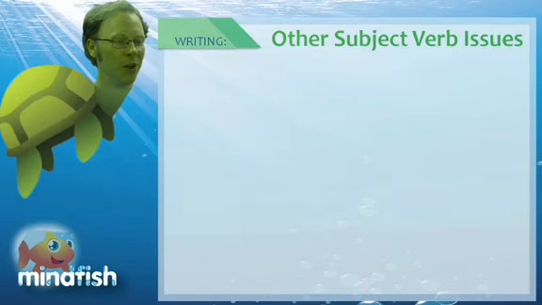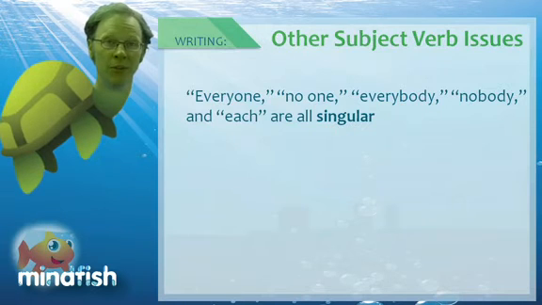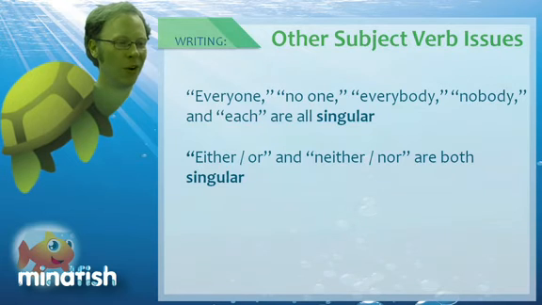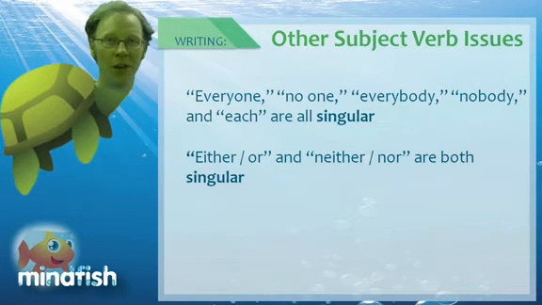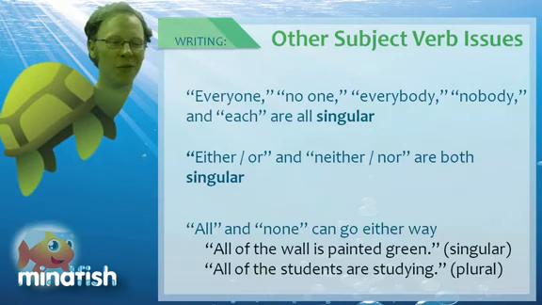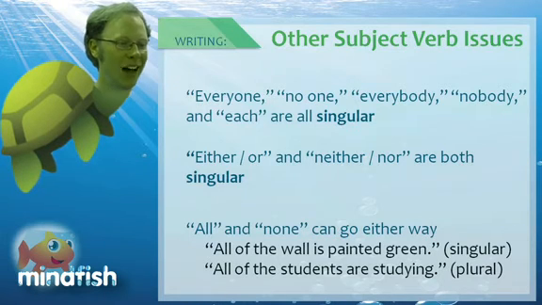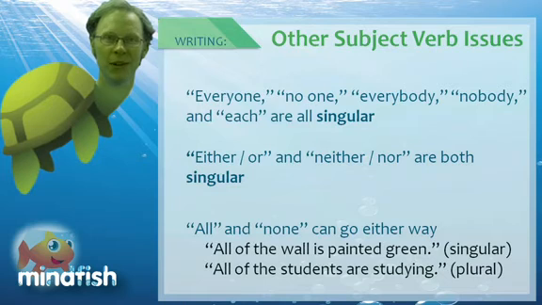Couple more random issues with subject-verb agreement. The words everyone, no one, everybody, nobody, and each should always be matched with singular verbs. Likewise, the phrases either or and neither nor always should be matched with singular verbs. The word all can be singular or plural depending on the context. For example, if I said, "All of the wall is painted green," that's singular, and we use therefore the singular verb is. If I say, "All of the students are studying," we're talking about plural students, and therefore we use a plural verb, are.